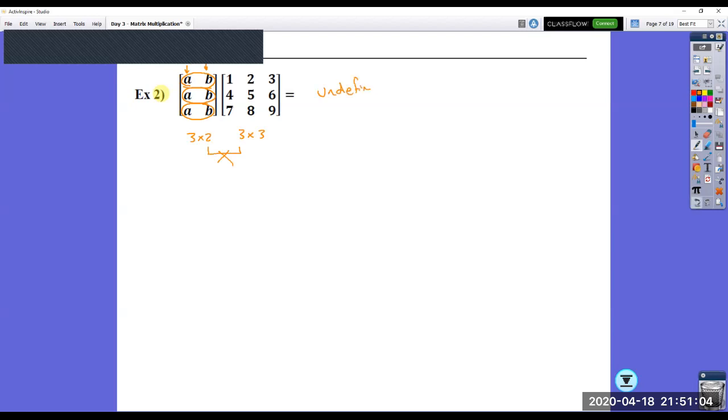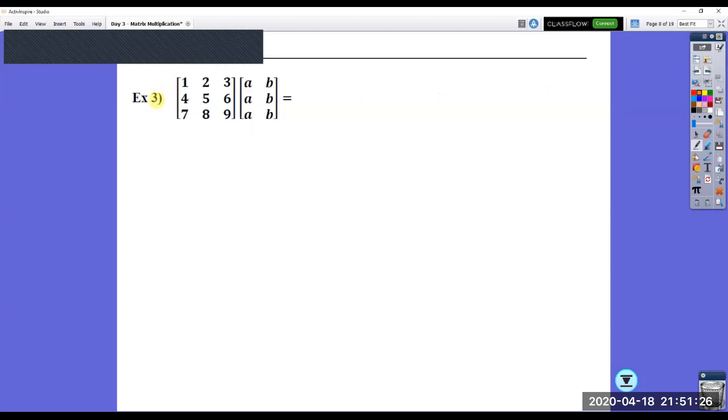And if you were to try later on, when we learn how to do this in our calculators, there's what we call a dimension mismatch. Okay? Because the columns here do not match up with the rows. So those numbers are not okay. Undefined, dimension mismatch. We cannot do that.